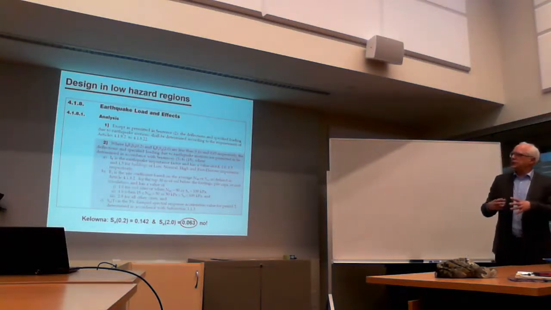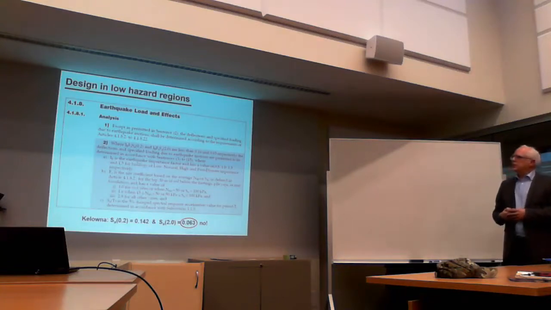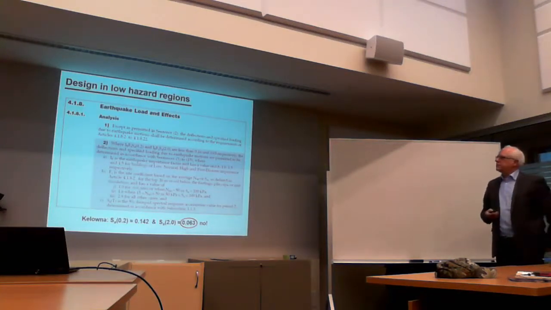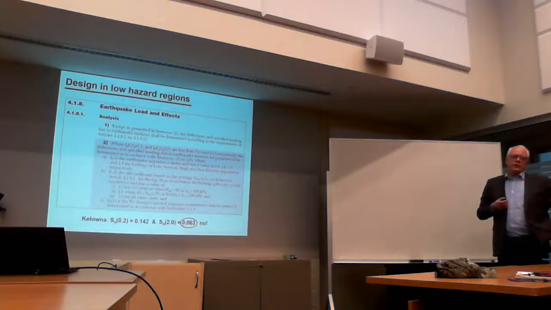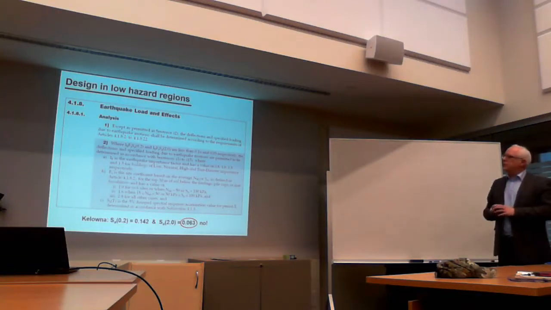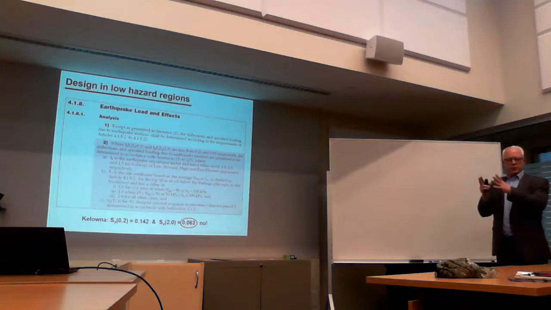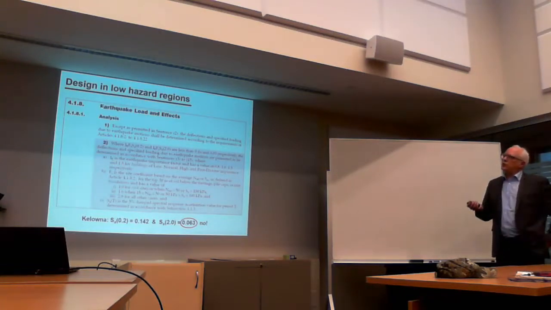Okay, the values themselves changed, the site effect and site amplification showing significant change. Another major change in NBC 2015 is the low hazard limitations. So before we had exceptions in different places in the code, but everything has been put in one set of provisions. When you enter 4.1.8, the first thing it says, except as permitted in sentence 2, which is here, okay? You have to calculate the seismic effects according to 4.1.8.3.